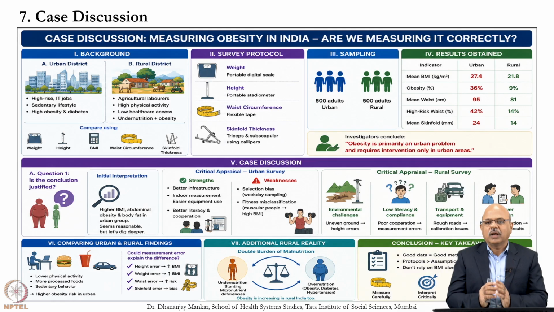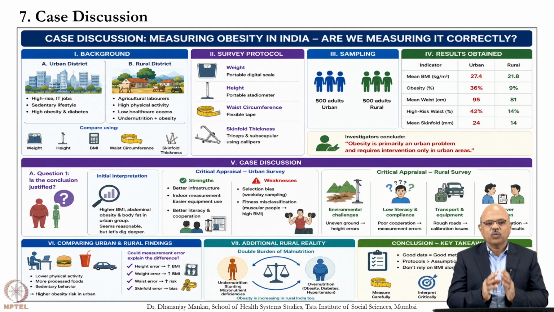Obesity was seen in 36% in the urban population, whereas in the rural population it was 9%. The mean waist in centimeters is 95 in urban, versus 81 on the rural side, which is indicating that there is a centralized obesity. High-risk waist was 42% in urban, and in the rural it was 14%, which was lower. The mean skin fold was 24 here, whereas there it was 14. So what is the indicator? Obesity is primarily an urban problem and it requires intervention only in urban areas.